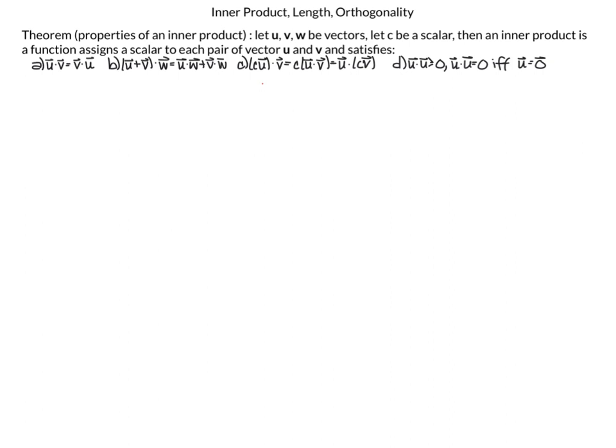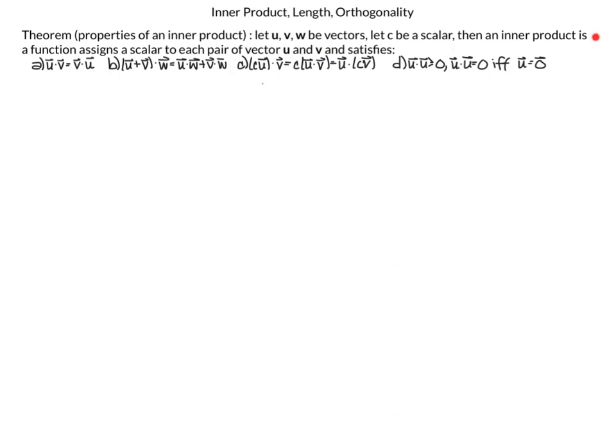We are going to start with the definition of an inner product, and the inner product is a generalization of the dot product as we will see. But remember, our vectors need not be vectors in Rn, right? We talked about different types of vectors. And so let's say we have three generic vectors, u, v, and w, and c is a scalar.